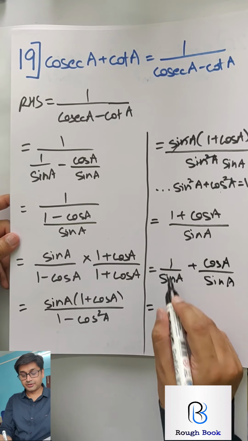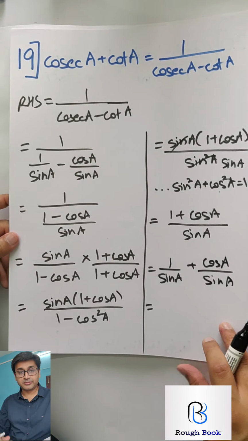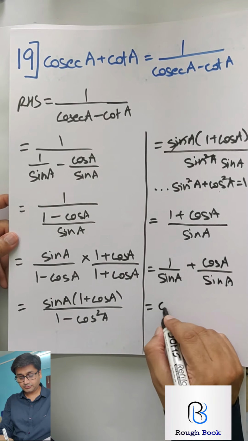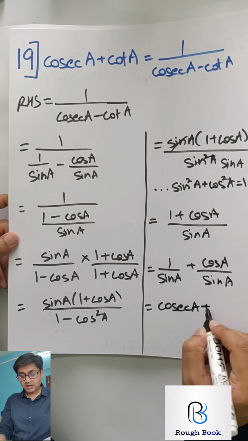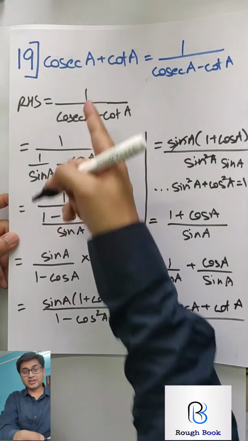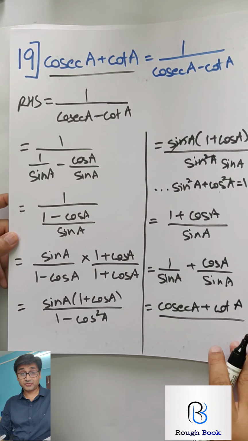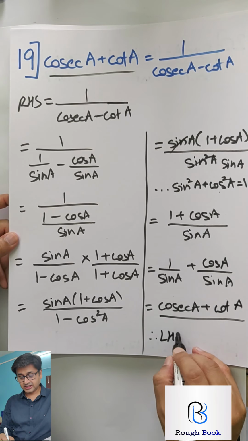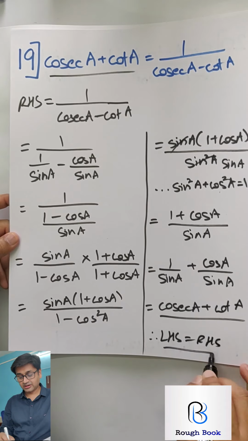And now magic will happen. What is 1 upon sine? Can you tell me? Cosec. And what is cos upon sine? Cot. Does that match with your LHS? Yeah, does it? So therefore you say LHS is equal to RHS.